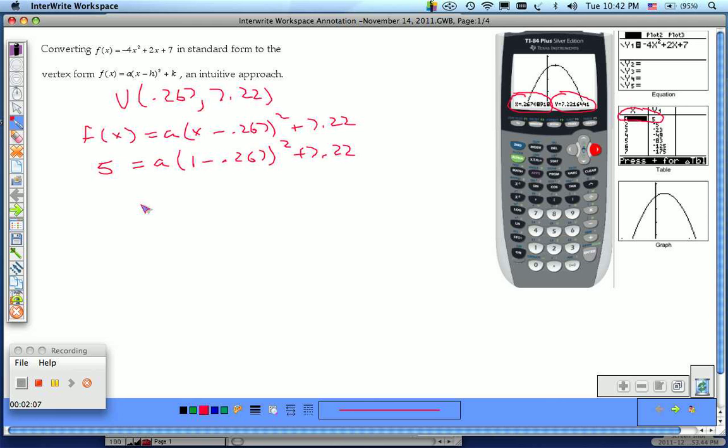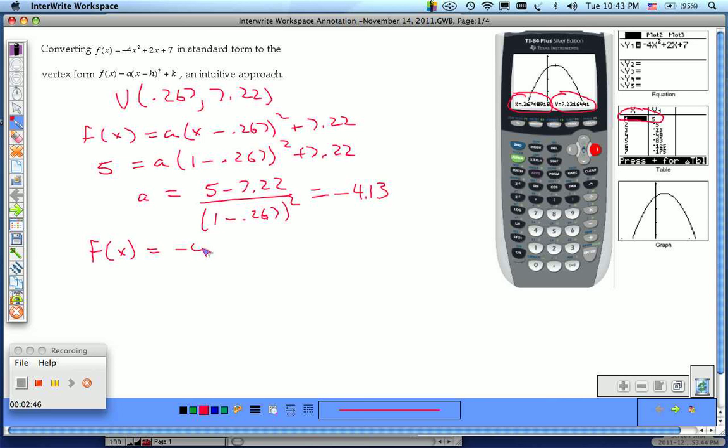Now, let's solve for a. Let's do some quick algebra here. We're going to subtract 7.22 from both sides. So 5 minus 7.22, and then divide both sides by the quantity 1 minus 0.267 squared. Now, I did a little homework, and so this calculation yields minus 4.13.